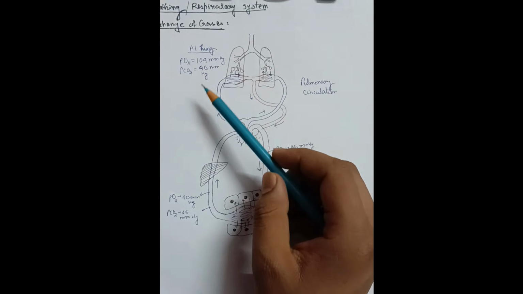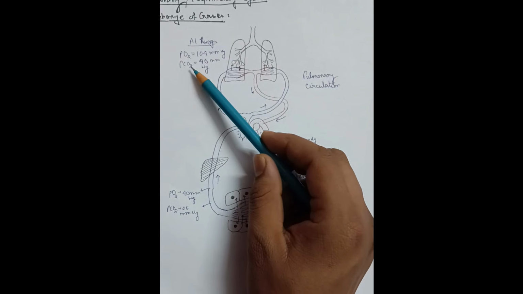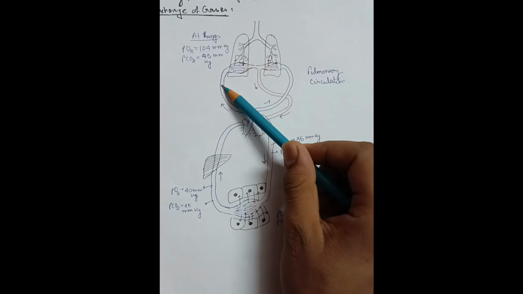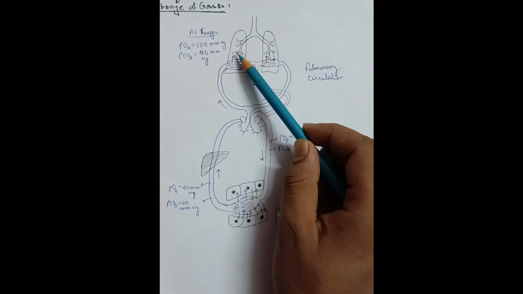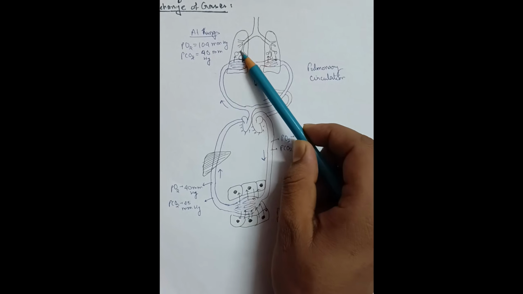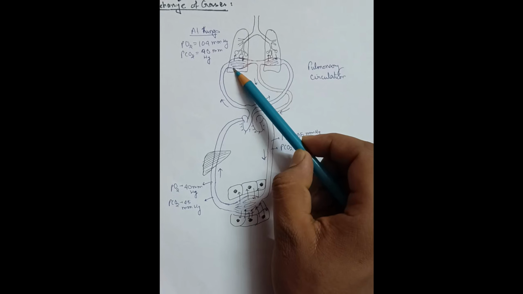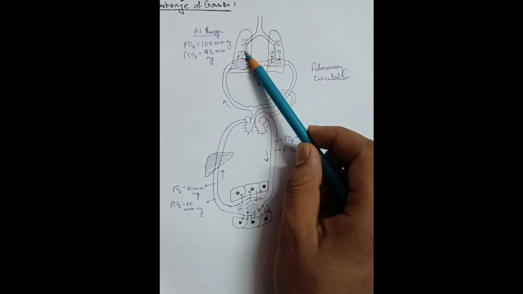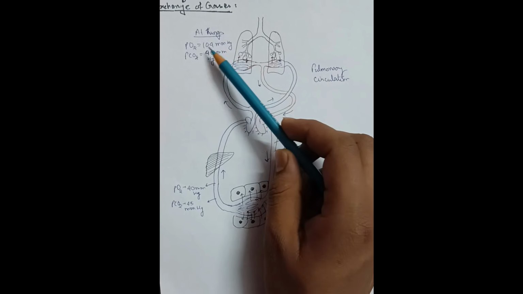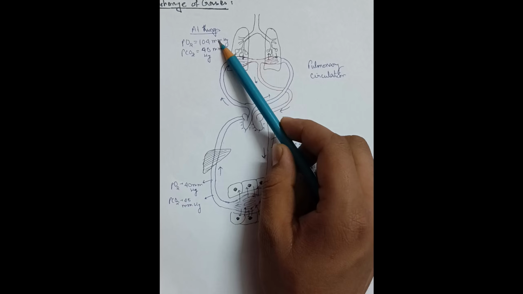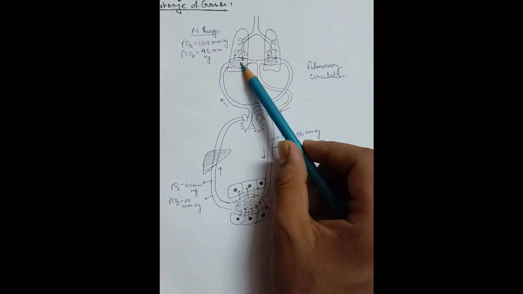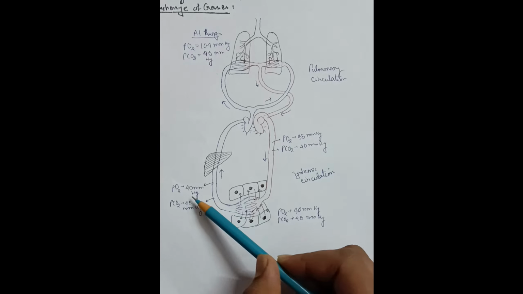So by diffusion, as there is a gradient of partial pressure of carbon dioxide from the venous blood, which is 45 millimeter of Hg, and in the alveoli, that is 40 millimeter of Hg, there will be a net diffusion of carbon dioxide from the venous blood to the alveoli. So the carbon dioxide will diffuse out, but we see that the partial pressure of oxygen is here the highest, that is 104 millimeter of Hg, but in the venous blood it is way less, that is 40 millimeter of Hg.